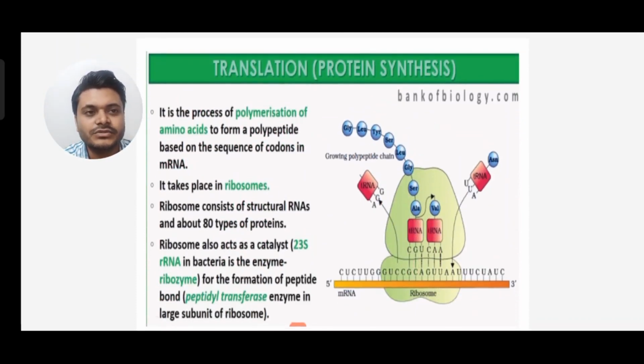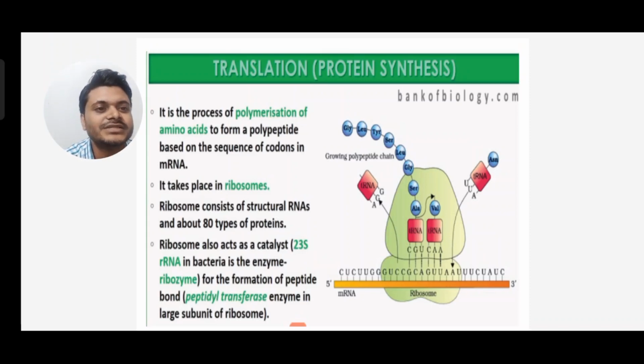Translation is also called protein synthesis. It is a process of polymerization of amino acids to form a polypeptide based on the sequence of codons in mRNA. It takes place in the ribosomes, and ribosomes consist of structural RNAs and about 80 types of proteins. Ribosomes also act as a catalyst, that is 23S rRNA in bacteria is the enzyme ribozyme for the formation of peptide bond, that is the peptidyl transferase enzyme in the larger subunit of ribosome.